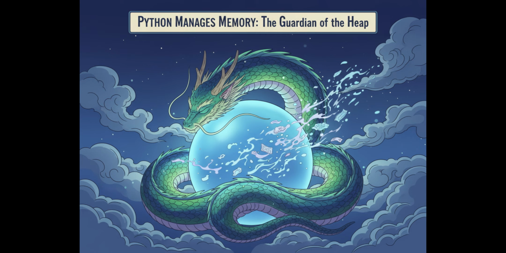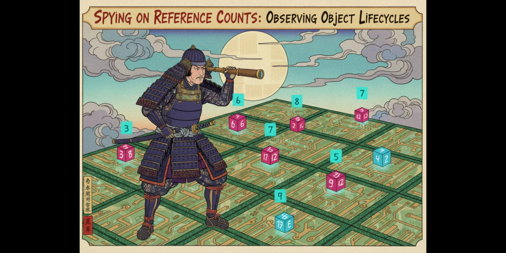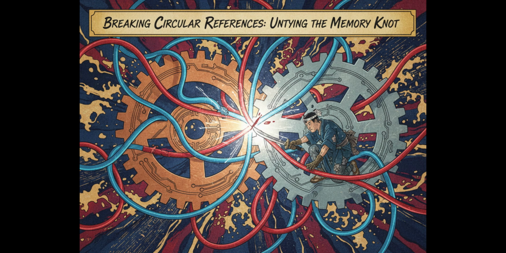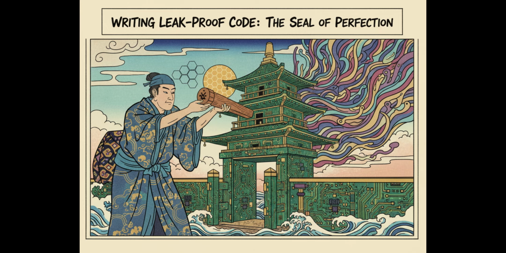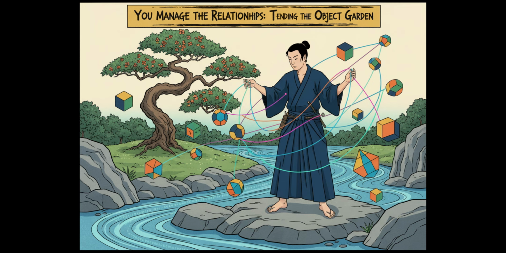And that's how you master Python memory management. You have learned to spy on reference counts, break circular references, and write leak-proof code. Remember, Python manages memory for you, but you manage the relationships between objects.